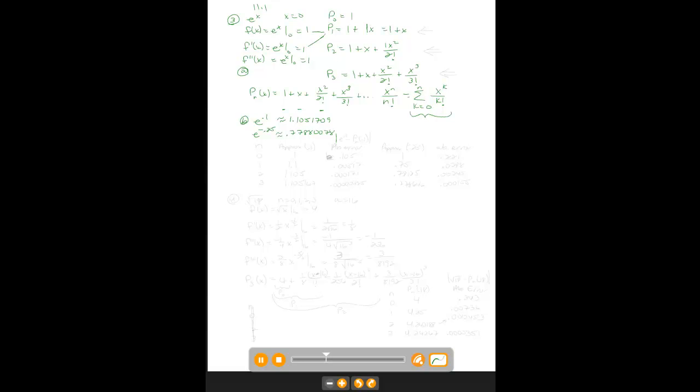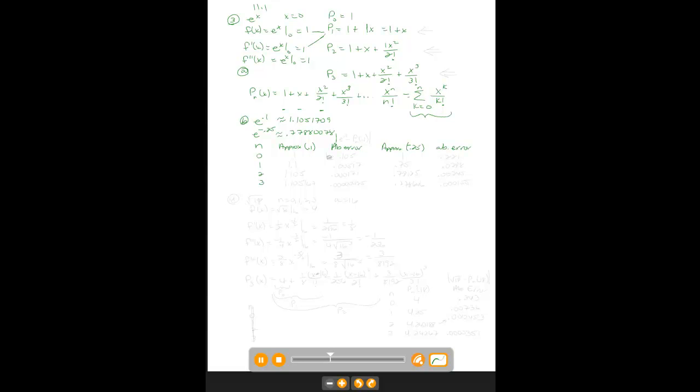Now we are supposed to go through 0, 1, 2, and 3. So we're going to make a little chart here. We're going to say n, and we have 0, 1, 2, and 3. We need our approximation for, let's do the 0.1. Then we need the absolute error for that. Then we need the approximation for negative 0.25 and the absolute error for that.